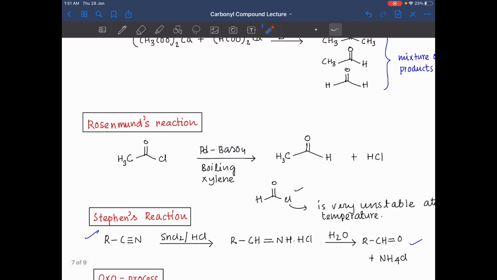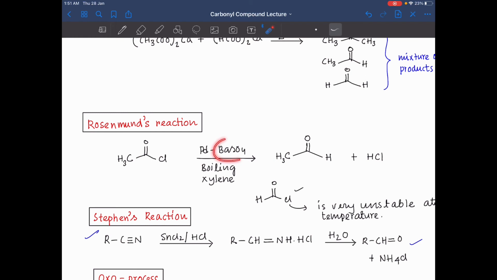From the Rosenmund reaction, we can also produce aldehyde. For that case, the reactant should be an acid chloride. So how can we produce the acid chloride? We can react acetic acid with thionyl chloride, or you can use PCl5, but the best yield will be if you react the acid with thionyl chloride, which produces the acid chloride in greater amount. This acid chloride needs to be reacted with Pd/BaSO4, that is palladium on barium sulfate, in the presence of boiling xylene.